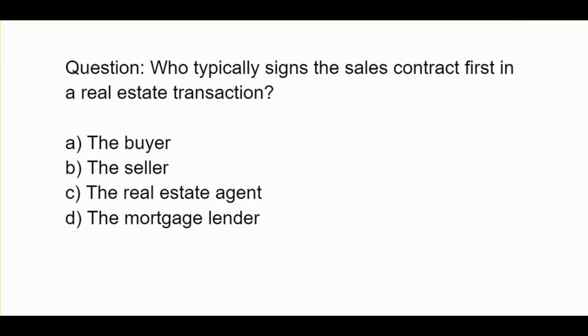Who typically signs the sales contract first in a real estate transaction? A, the buyer. B, the seller. C, the real estate agent. D, the mortgage lender.